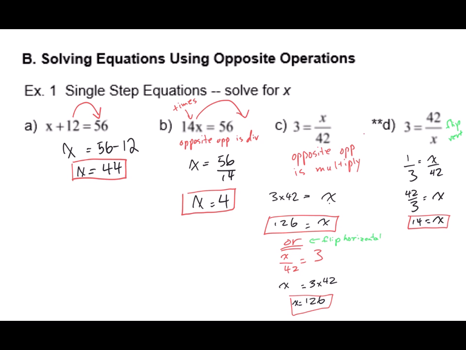Now, the last solution for this could be, we start with our problem, and all we do is swap the x and the 3. So we have 42 over x is equal to 3, so we end up with just x is equal to 42 over 3. Either one of those solutions you can use to do these problems, and we end up with 14, just like before.